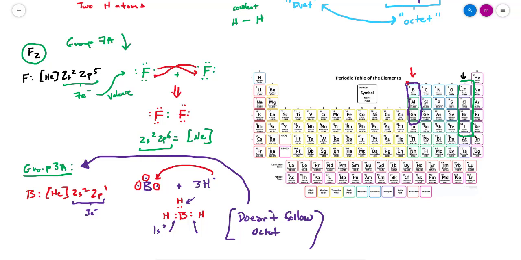We'll talk about why that exactly is either at the end of this chapter or at the beginning of the next. This is actually still a really stable compound, even though it doesn't have 8. But we don't have the concepts yet to rationalize why that would be.